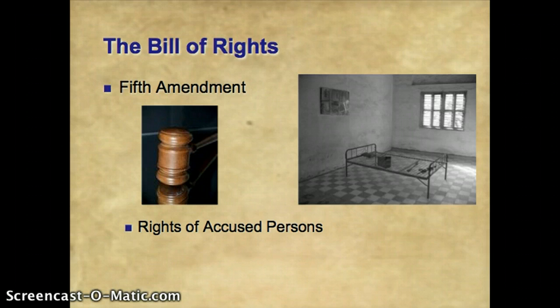The Fifth Amendment lists the rights of accused persons. It says that no one can be held without an indictment, meaning they can't be held in jail without being charged with something. They can't be forced to be a witness against themselves. If you've ever seen on a TV show like Law and Order someone pleading the fifth, what that person is saying is, I'm not going to respond to that question because it could possibly incriminate myself or make myself look guilty. And the Fifth Amendment also says that you cannot be tried twice for the same crime, something known as double jeopardy.